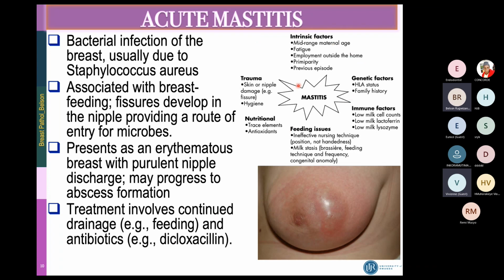There are factors listed here: trauma on the skin or the nipple, for example fissures that we mentioned, nutritional factors, trace elements or antioxidants, and intrinsic factors such as mid-range maternal age. It is seen that it is at this age range that women are more prone to develop this. Others are fatigue, employment outside the home, primiparity, meaning the woman is having her first child, previous episodes, and so on.